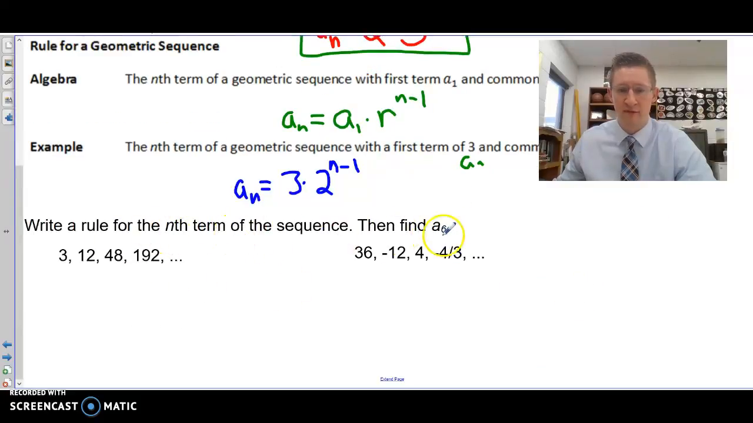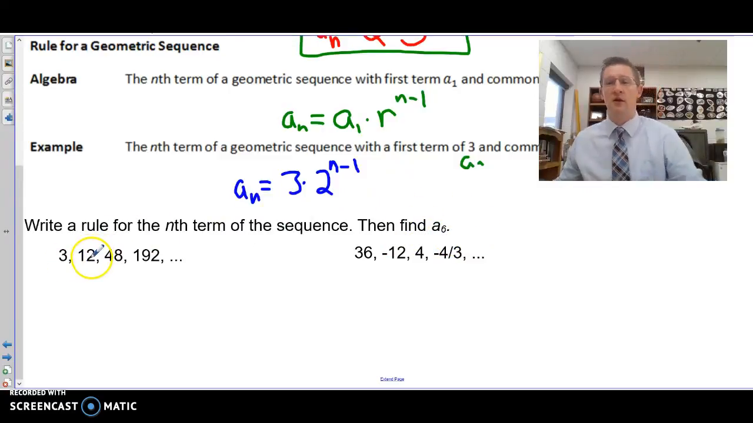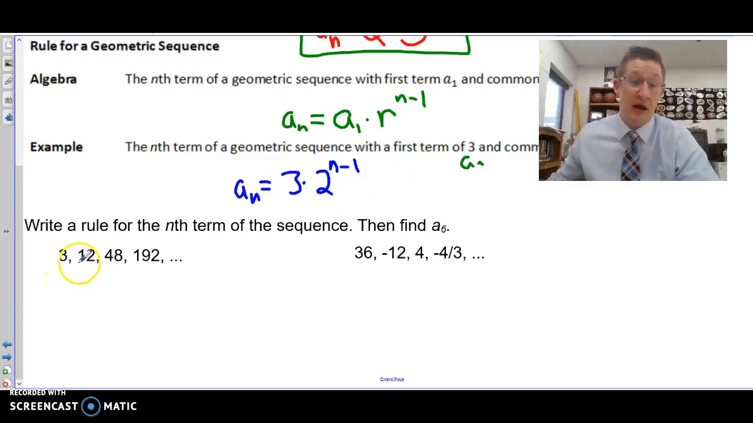Okay, so let's do it down here. Write a rule for the nth term, find the 6th term. Okay, so I'm going to figure out my common ratio. Now, sometimes you can just look at it and know that, hey, 3 times 4 is 12, and 12 times 4 is 48, and that's fine.